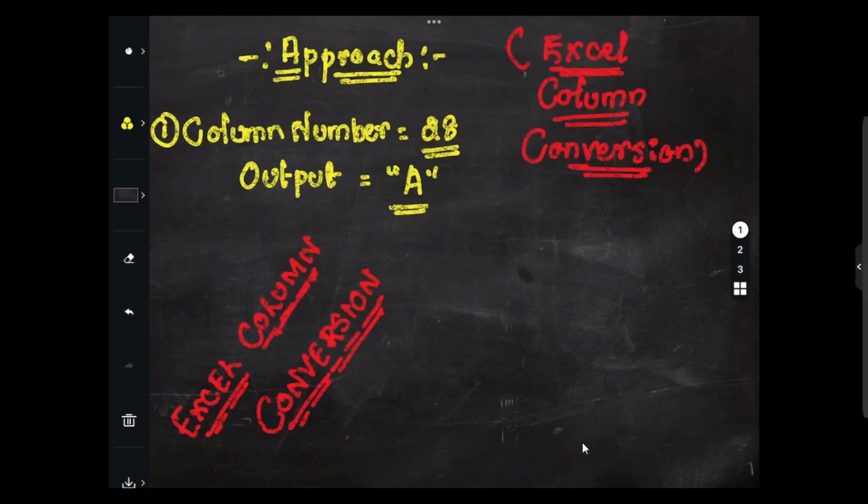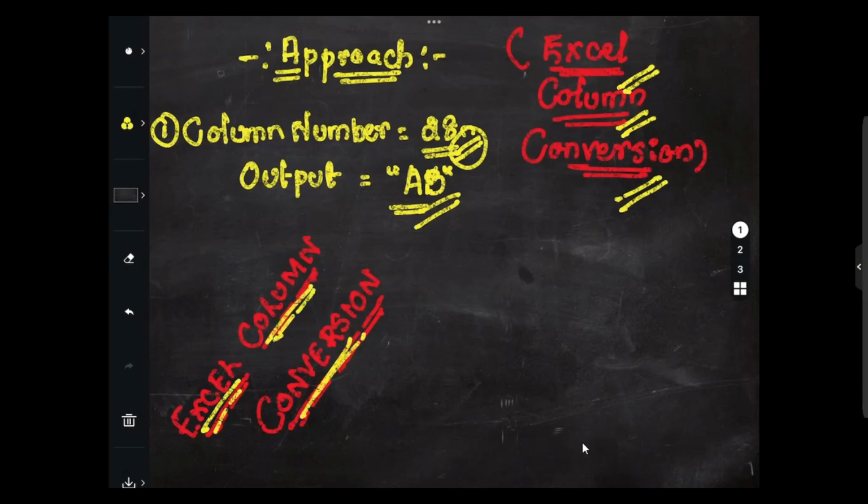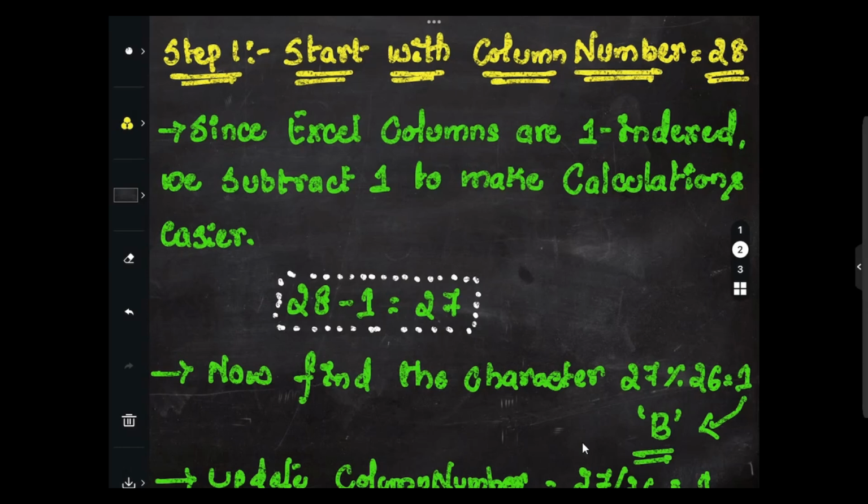I have considered the second example that they have given in the question. The first example was very easy, so I considered the second one so that it will be easier to understand. The output we need to get here is AB, not A. So here we will be going with the Excel column conversion approach. Just keep this in mind: simple math. We'll be going with the math basically. Let's discuss this step by step.